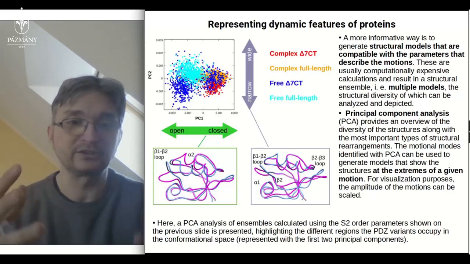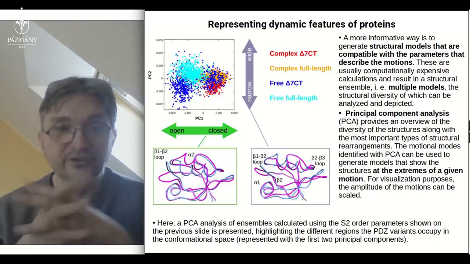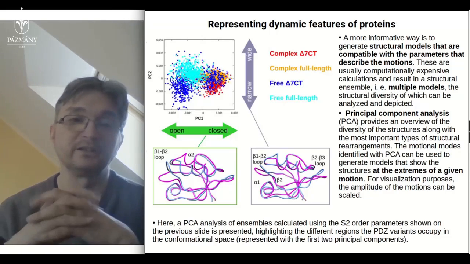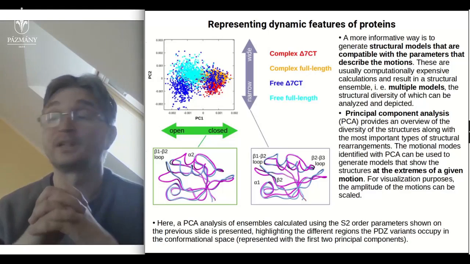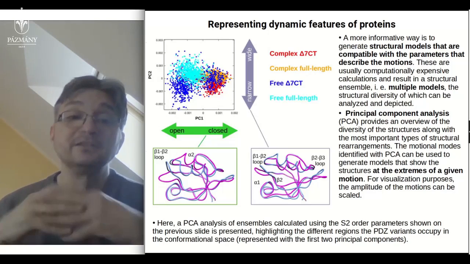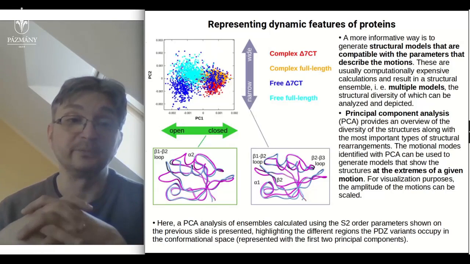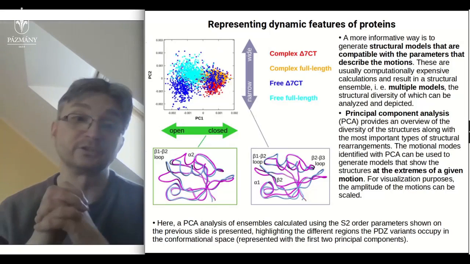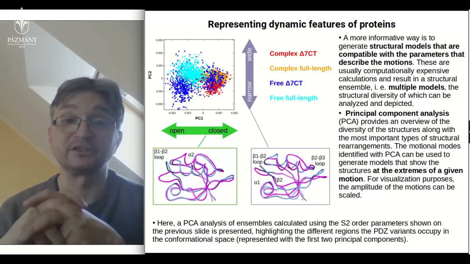That means not one structure but a multitude of structures. The diversity of these structures reflects to some extent the experimentally determined dynamical parameters of the proteins, or we can run a molecular dynamics simulation and have a representation of the estimated dynamics of the protein. And if this is not enough for us, we can analyze these ensembles with methods like principal component analysis, which will highlight the most important motions that contribute most to the observed variability of the structures.